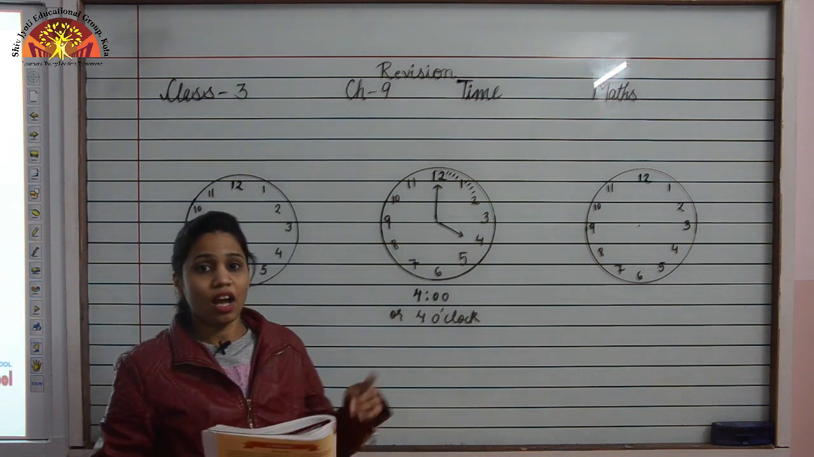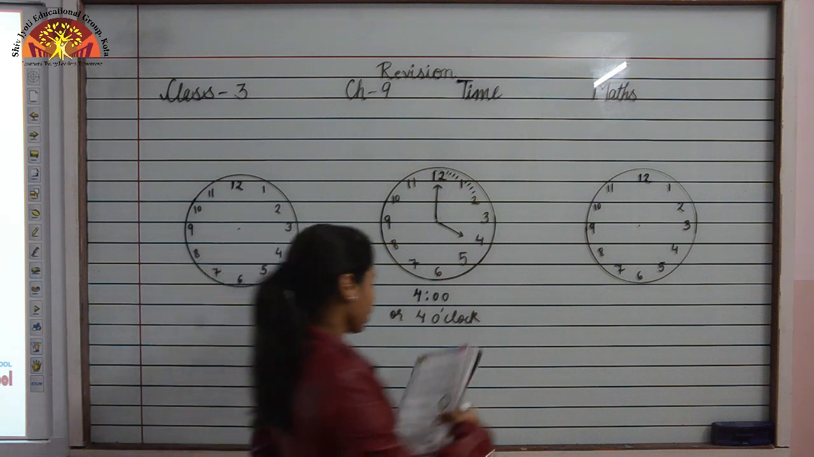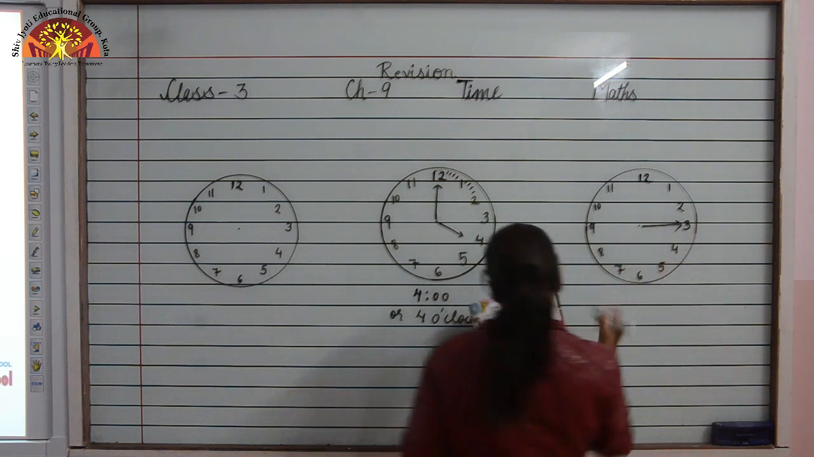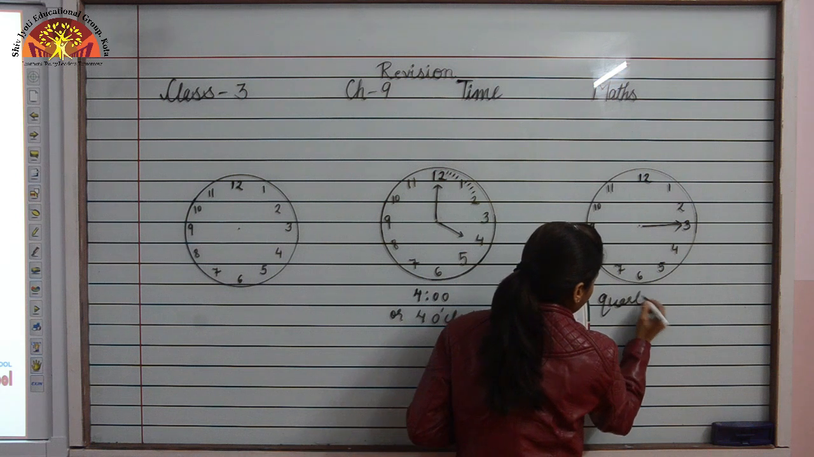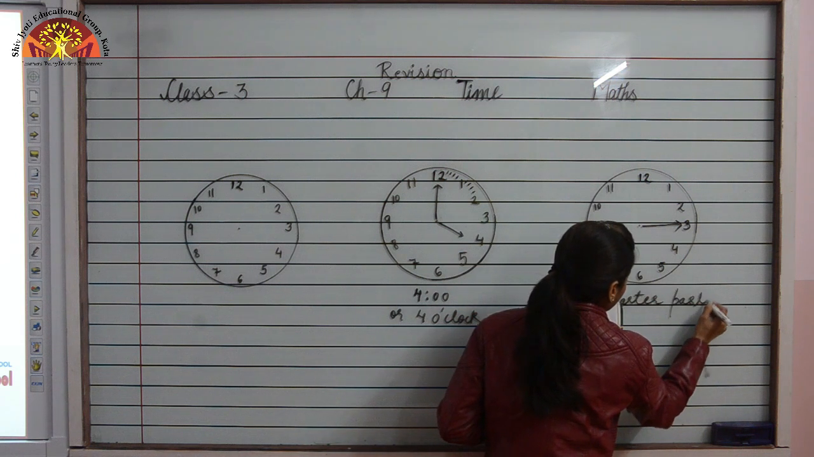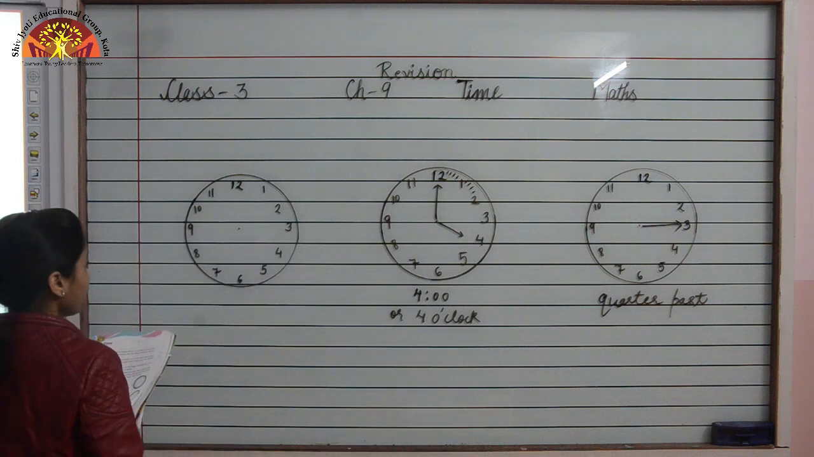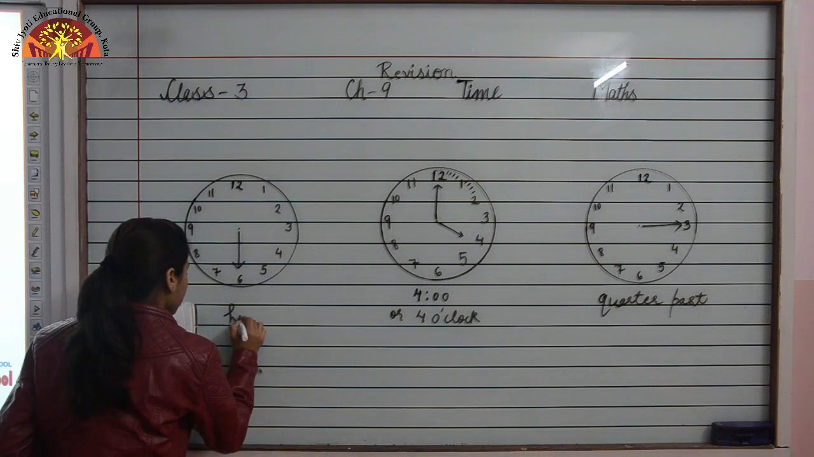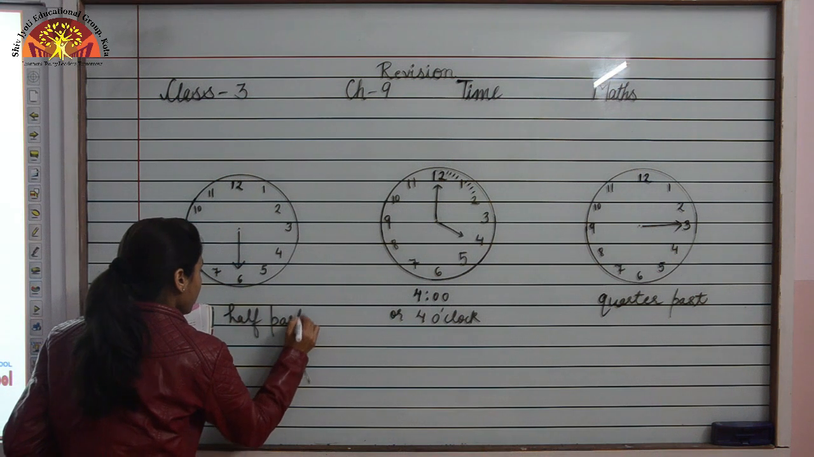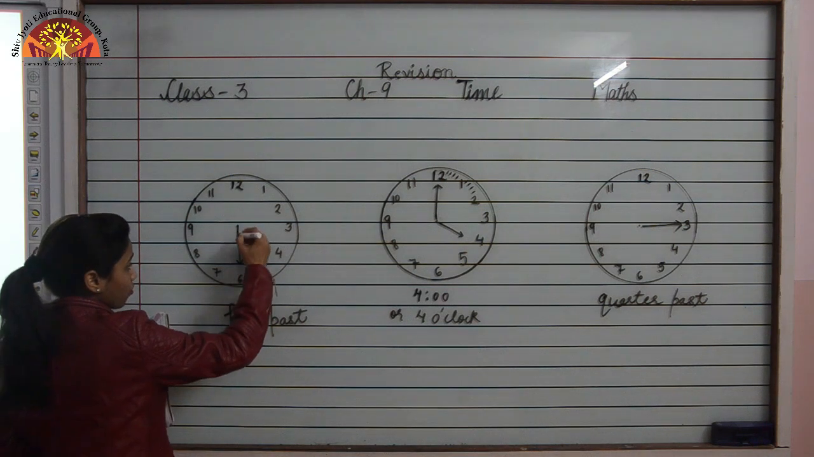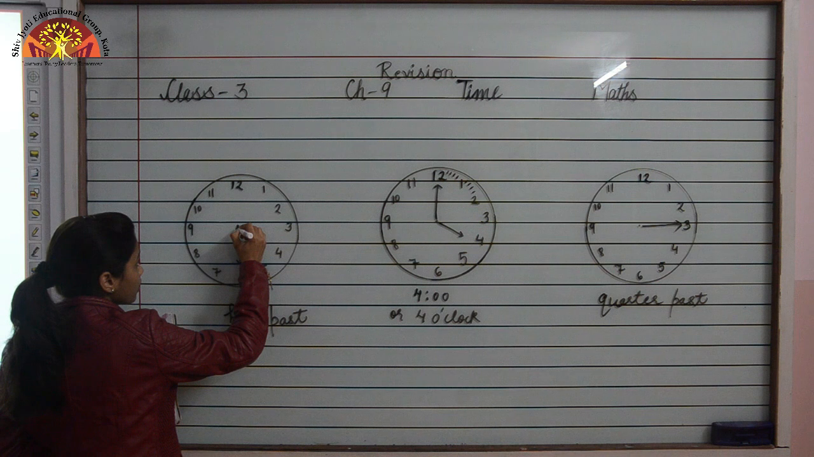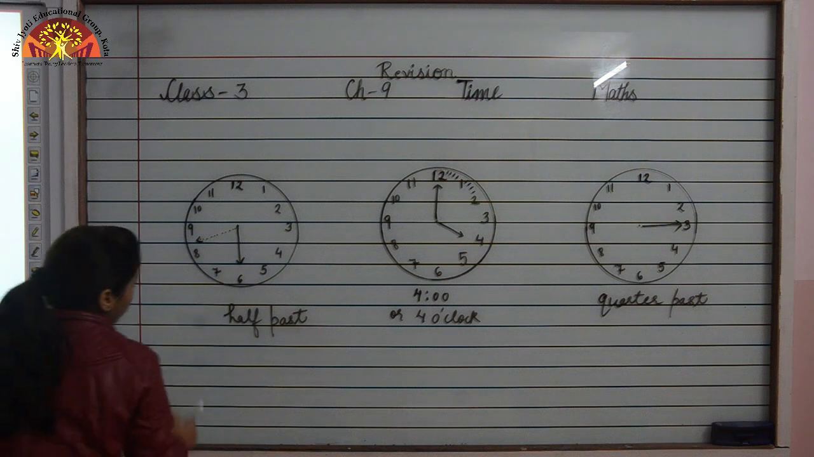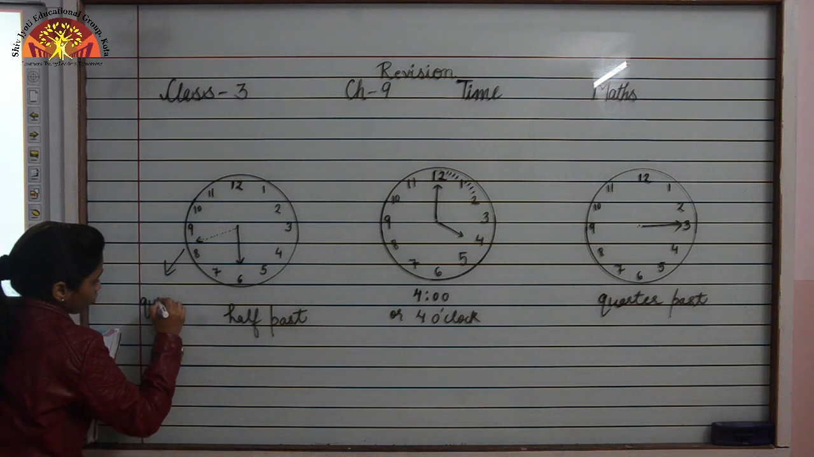Now let me just explain half past, quarter past and quarter to. If the minute hand is at 3, then we will read it as quarter past. Now if the minute hand is at 6, then how will we read it? We will read it as half past. And if the minute hand crosses 6 and reaches somewhere here, then we will read it as quarter to.